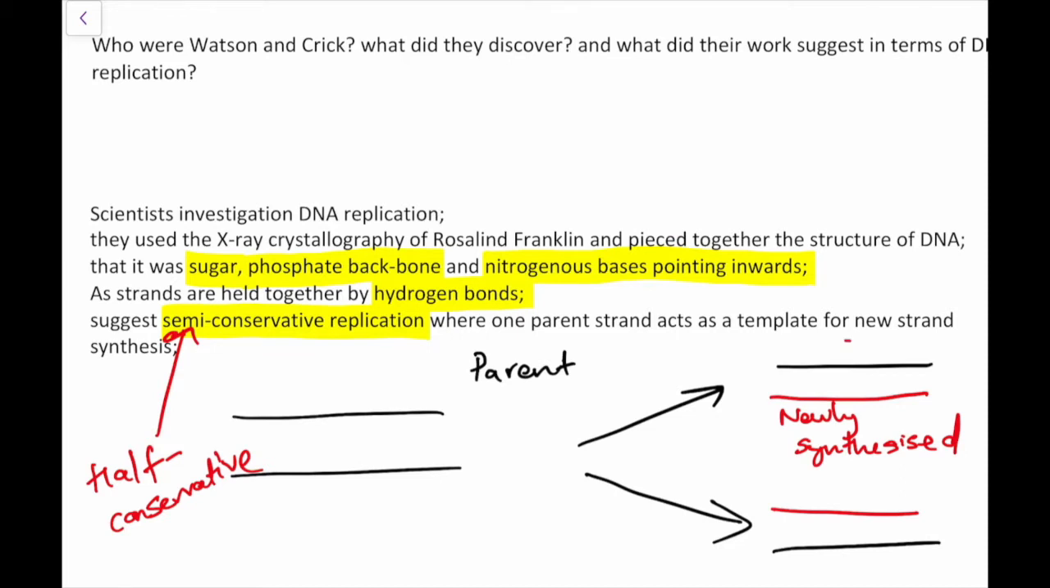And so their model, because they could see that it was hydrogen bonds down the middle holding the two strands together, which are quite weak, but it was covalent bonds along the strands. That means that it would be easy to pull these two strands apart and to use one as a template.